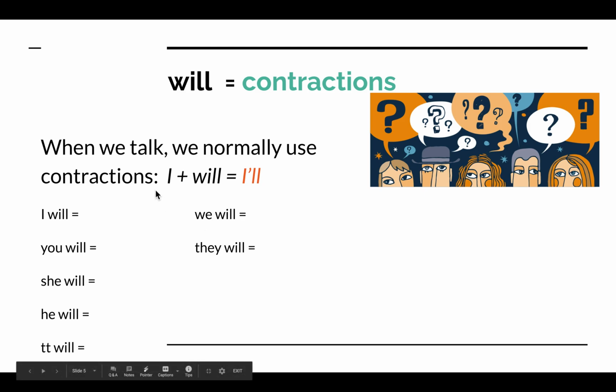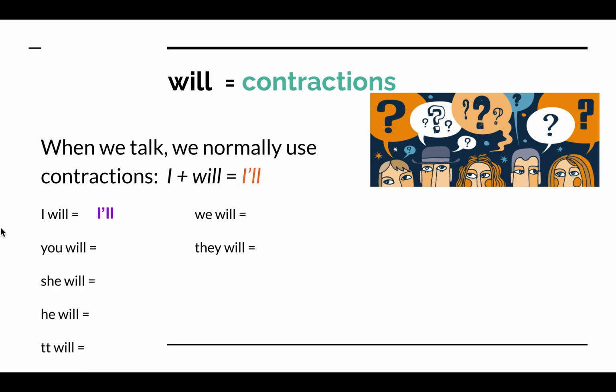So when we talk, we'll normally say something like I'll instead of I will, right? We'll usually use the contraction form. So I will in the contracted form is I'll. What about you will? You'll. She will, she'll. He will, he'll. Oops, that should say it will. It'll. We will, we'll. And they will, they'll. So again, these are all the contraction forms.